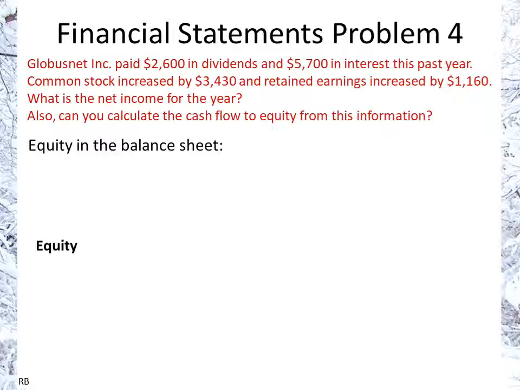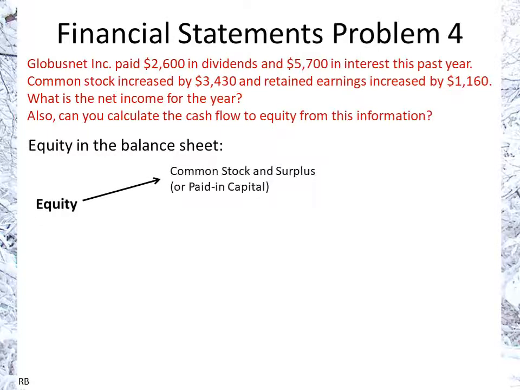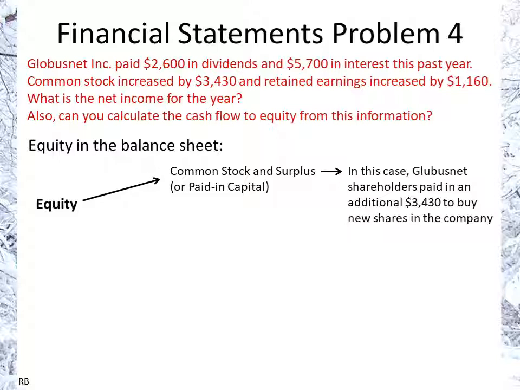Now look at equity in the balance sheet. The equity position is made out of two components. One is the paid-in capital or common stock and surplus, depending on how it's presented on a balance sheet. That's how much the shareholders pay in to the company. And we're given the information that this year, 3,430 is the increase of common stock, which means shareholders paid $3,430 into the company.